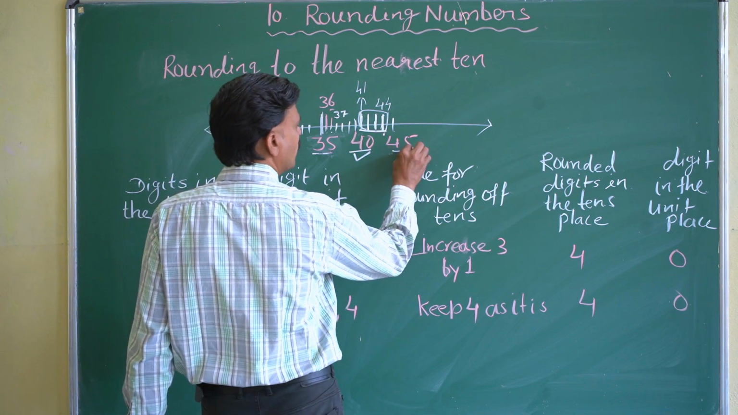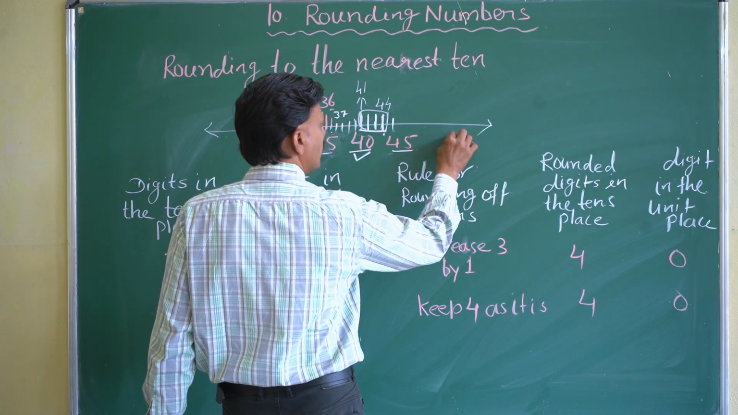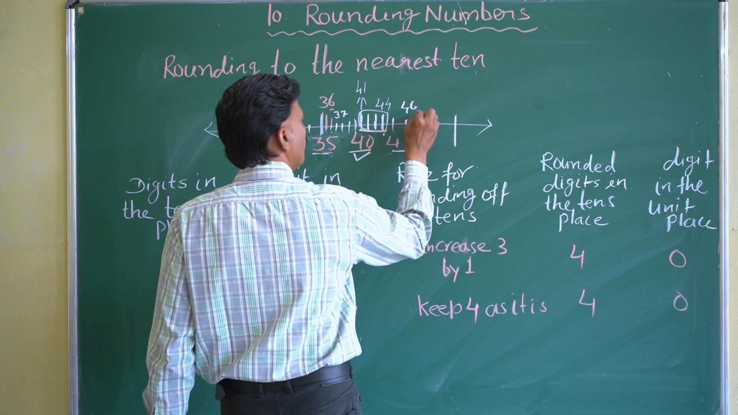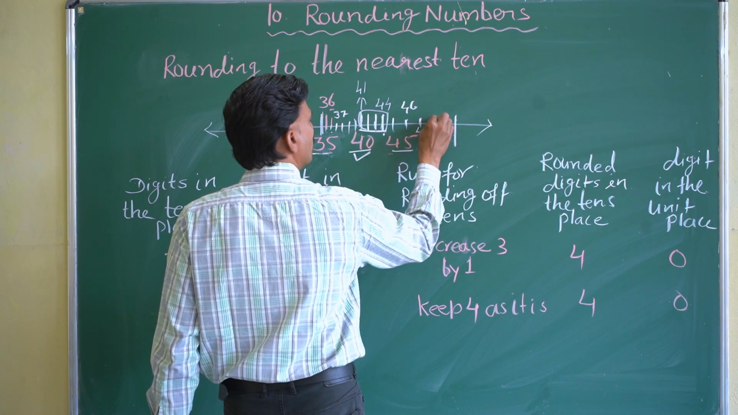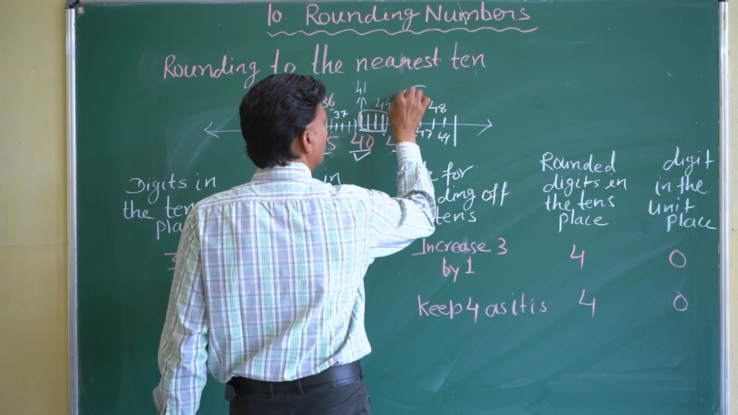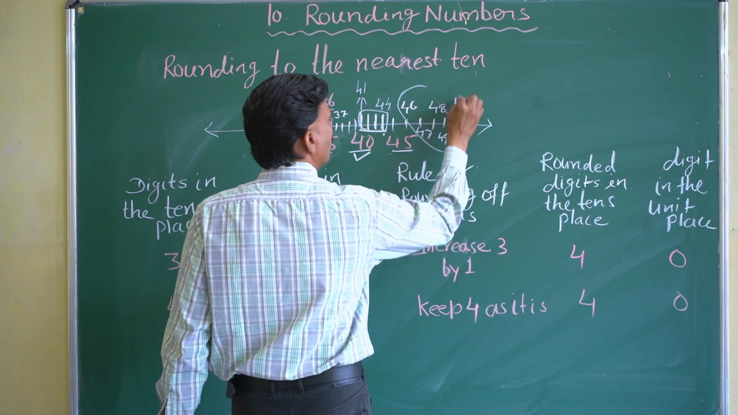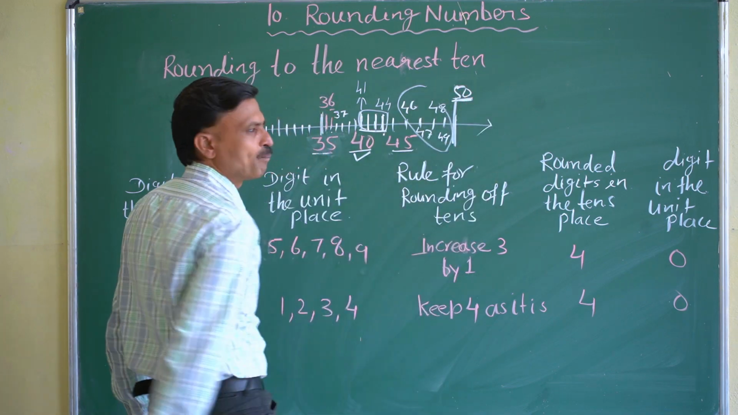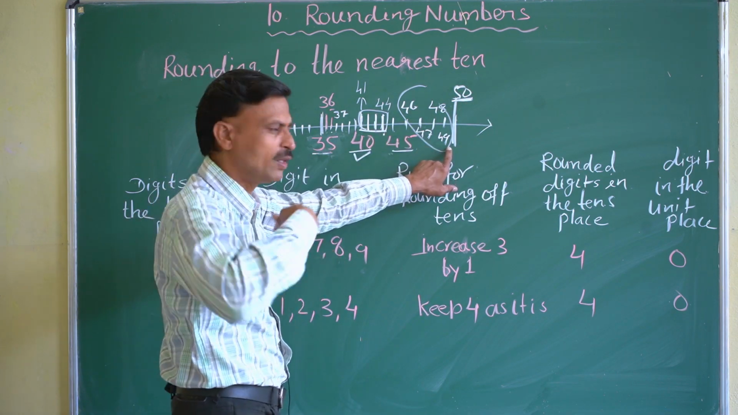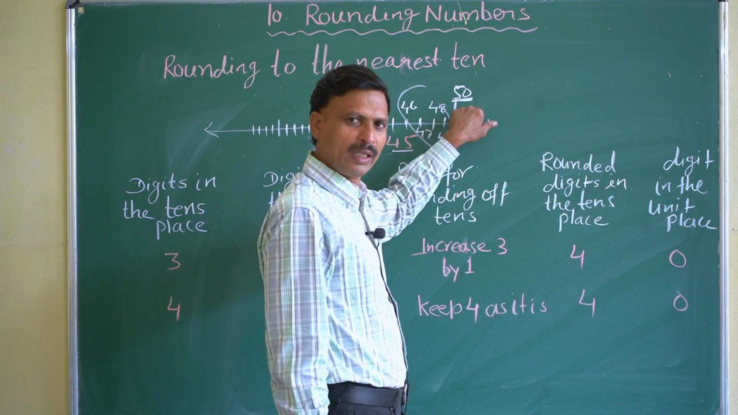But if you see 45, 46, 47, if we take 46, 47, 48, 49, and we round off these values, they become 50, right? Because again from 5 to 9, this will give the next nearest 10.